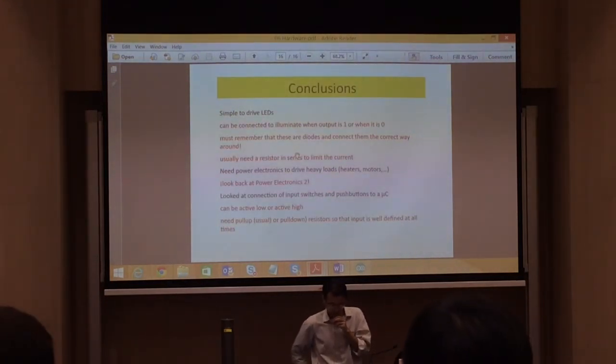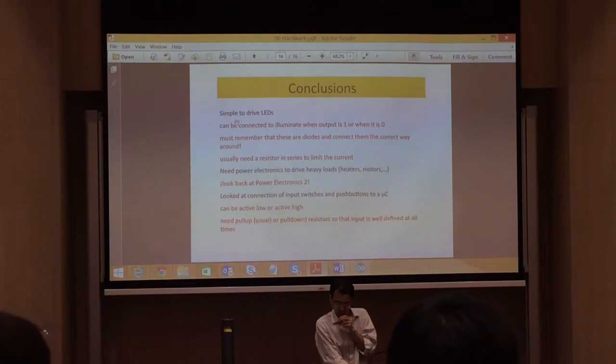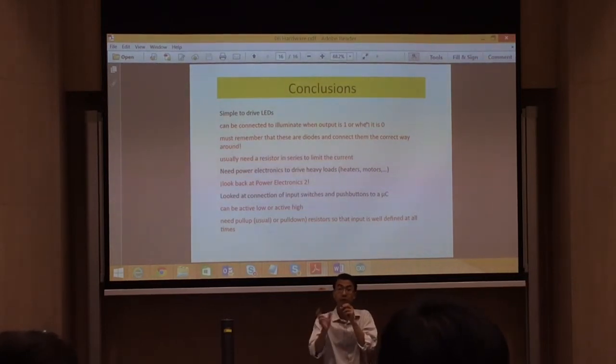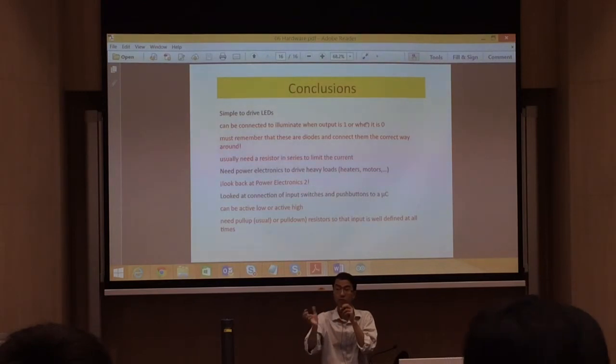Okay, so that's what we have discussed today, and we have discussed how to drive the LED. The LED can illuminate when the output is 1, and it will turn off when it's 0. So basically the LED is a diode. When the output is high, you have current flow, and it will turn on. If it's zero, no current flows, and it's turned off.